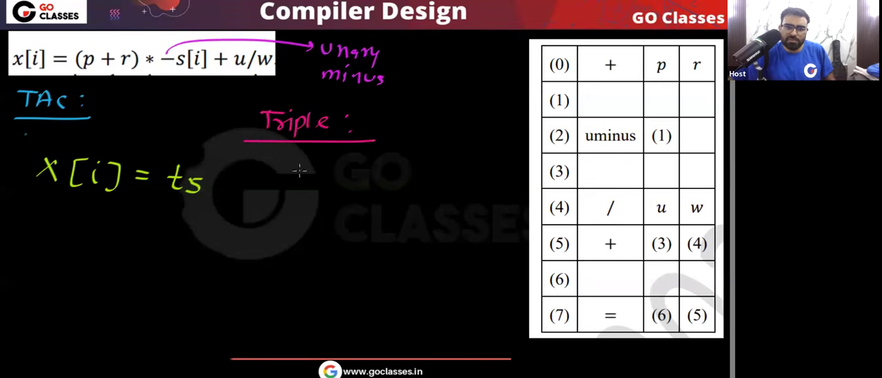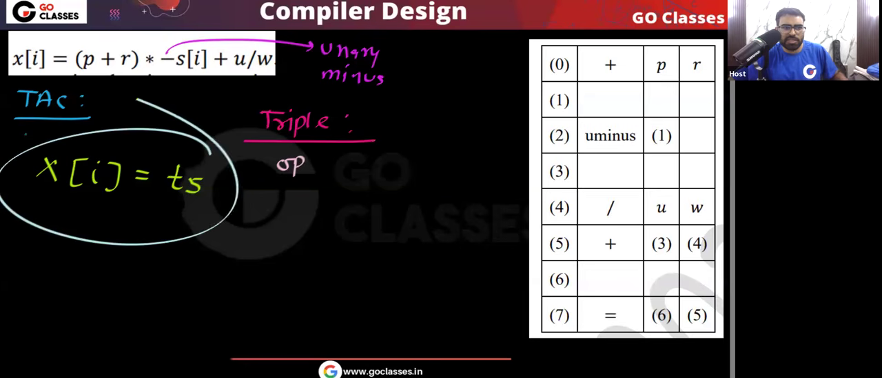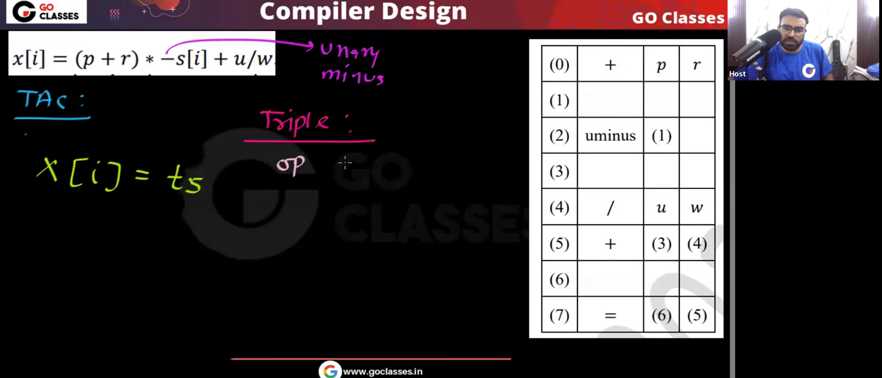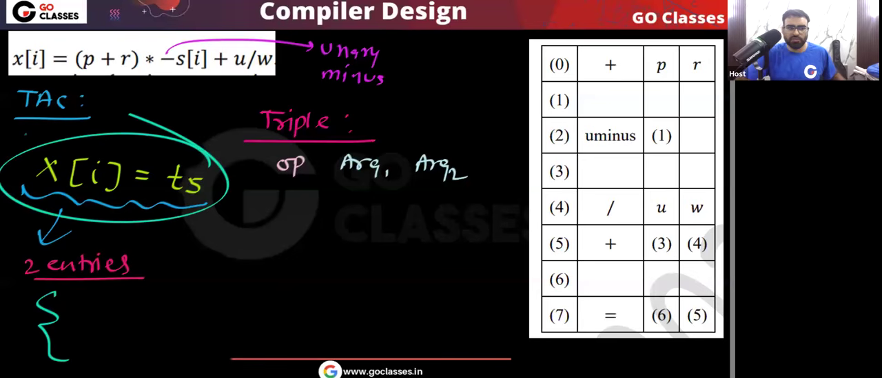Actually, this we have already seen. How to store, how to represent this indexed copy instruction in the triple representation. We have already seen, but let's see here. I told you, if you remember, that to represent this instruction, we need two entries. What are the two entries? Tell me.